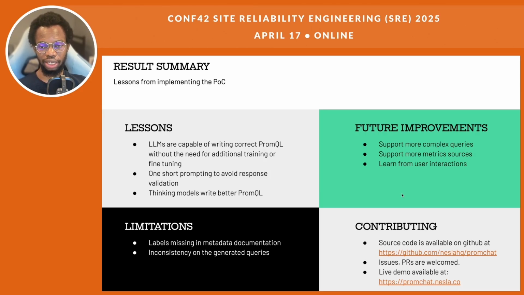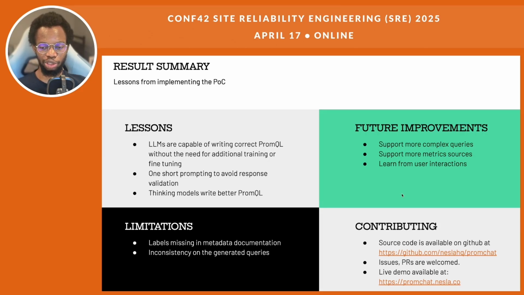Labels in this case are like, if you compare it to traditional databases, maybe the columns or the fields. Because you don't know what fields or what labels are available in that particular Prometheus metric, it makes it harder for the LLM to write correct queries, especially when you need to filter by things like the actual label value. So that's one of the things.